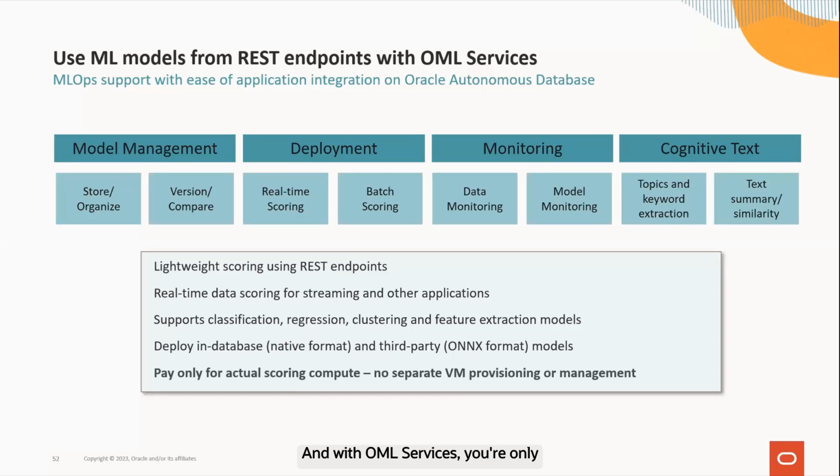And with the OML services, you're only paying for the actual scoring compute. You don't need to provision a VM separately. That's taken care of for you. And the management of that capability is taken care of as well. In terms of the features, model management, whether you can store, organize, version, or compare your models, deployment, as we said, for real time, but we've also added batch scoring capabilities as well. So you can use the same REST interface to kick off that in a scalable manner.